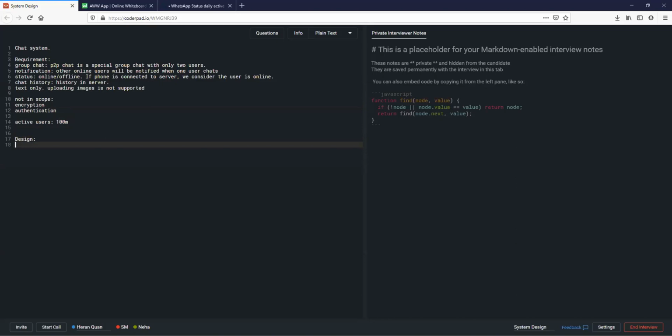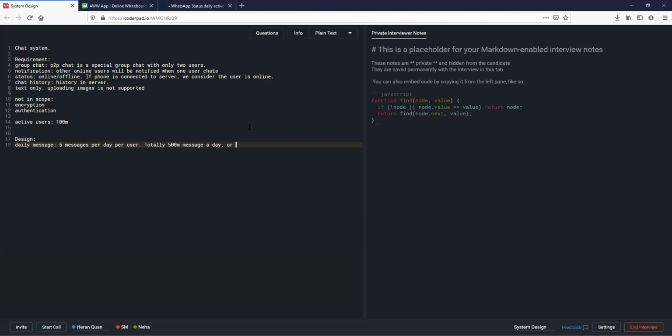So from the numbers that we have, 100 million users, how many daily messages? Let's assume that daily people will send 5 messages a day per user. So in total there will be 5 million messages a day.